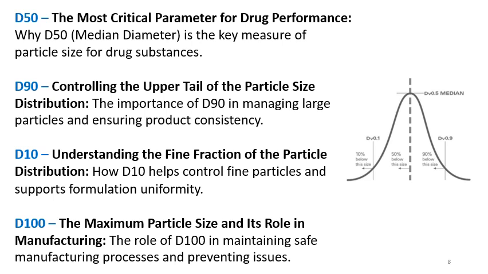D90 is controlling the upper tail of the particle size distribution. The importance of D90 is in managing the large particles and ensuring product consistency. D10 gives you an idea for understanding the fine fraction of the particle distribution, how D10 helps to control the fine particles and supports formulation uniformity. So you can answer this question like: D10 controls the fine fraction. D100, the maximum particle size, has its role in manufacturing. The role of D100 is in maintaining a safe manufacturing process and preventing processing issues.